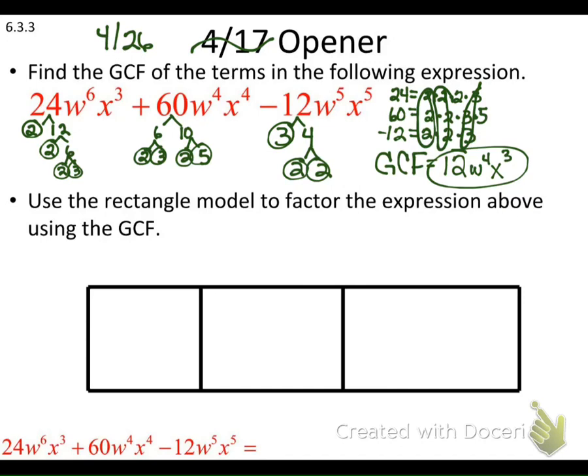Okay, now, Deja, the greatest common factor now becomes what for my area model? Your height. My height. So I'm going to go ahead and label that. So I'm going to come down and I'm going to label my area model because I'm going to now use this to factor the following expression.